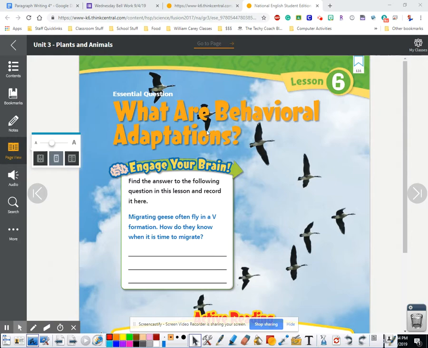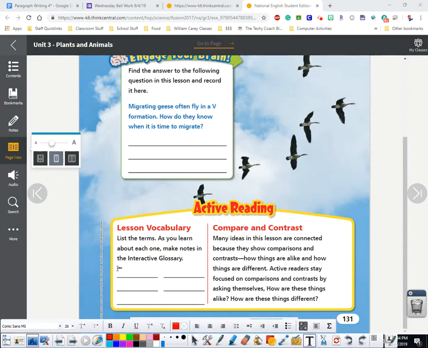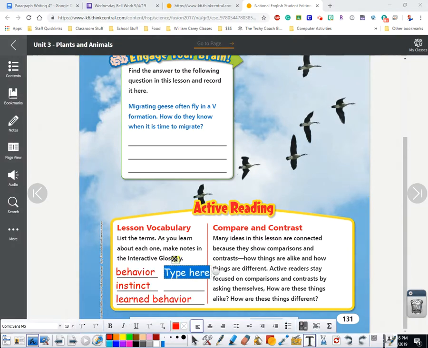What are behavioral adaptations? We've talked about adaptations before and how they help animals survive. But as always, first we do our vocabulary. You have 5 lines, which means you have 5 vocabulary words. One is behavior. Next one is instinct. Next one is learned behavior. And then the other two are migrate and hibernate.